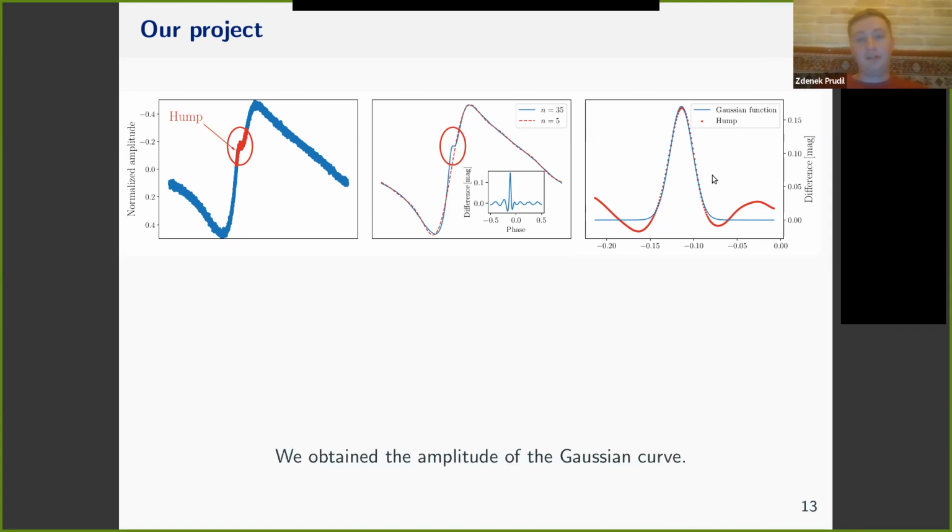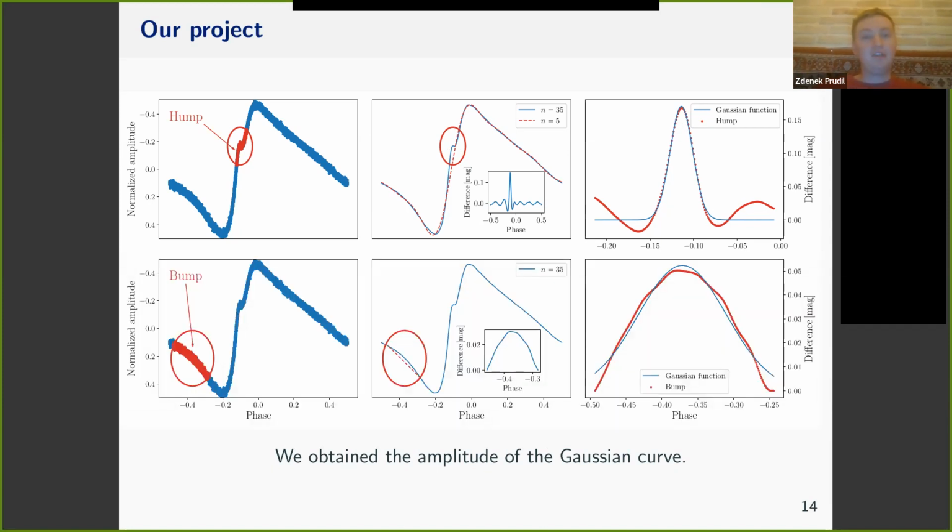Then we obtain, through Gaussian fitting of this difference, the amplitude, which in our study we selected as the metric for the prominence of this shock. For the bump, we used a similar approach, but since we would remove quite a large portion of the light curve, we selected a linear fit between the first and last point of the bump region, and then subtracted again the Fourier series from the linear model, and we got this bell-shaped light curve. And again, we selected the amplitude as the metric for the strength of the bump.